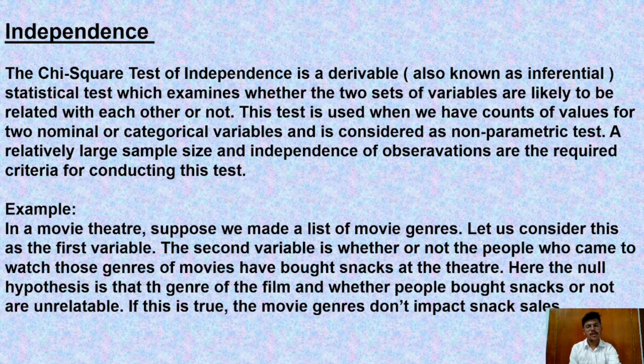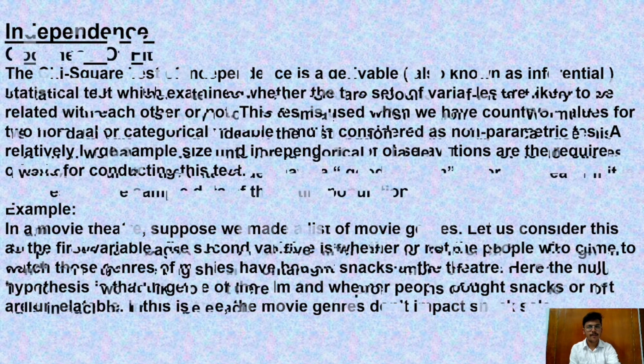So example, in a movie theater, suppose we made a list of movie genres. Let us consider this as the first variable. The second variable is whether or not the people who come to watch those genres of movie have bought snacks at that theater. And here the null hypothesis is that the genre of the film and whether people have bought snacks or not are unrelated. If this is true, the movie genre doesn't impact snack sales.